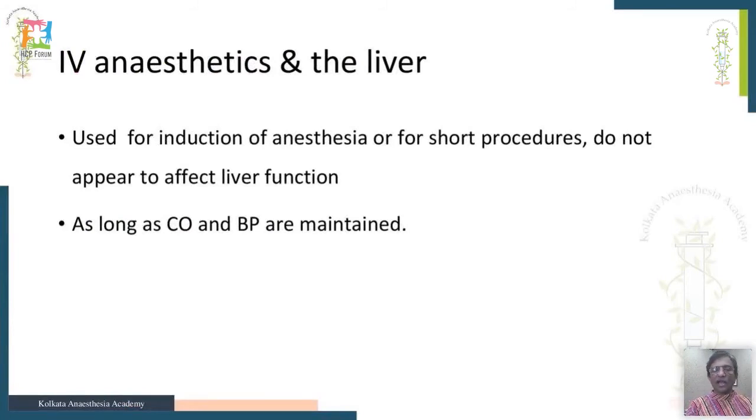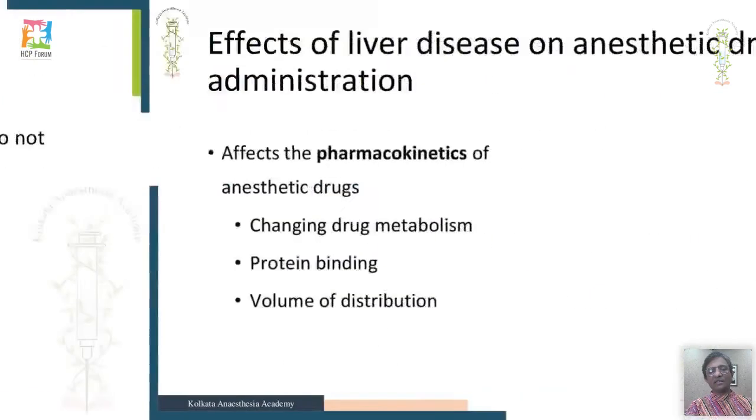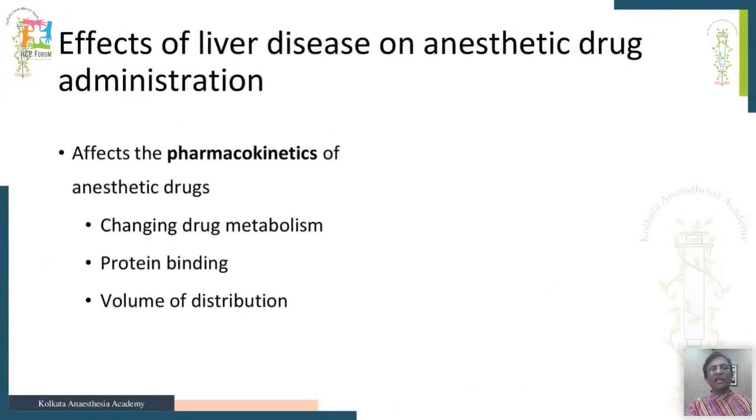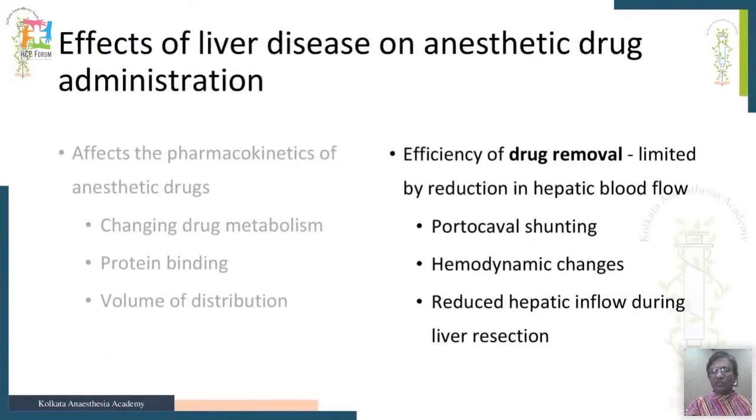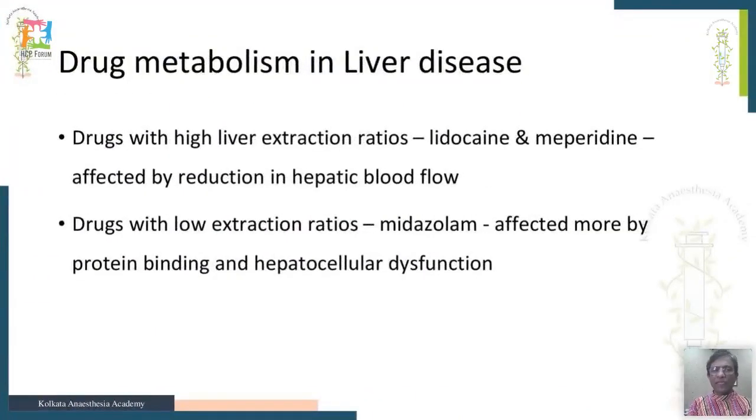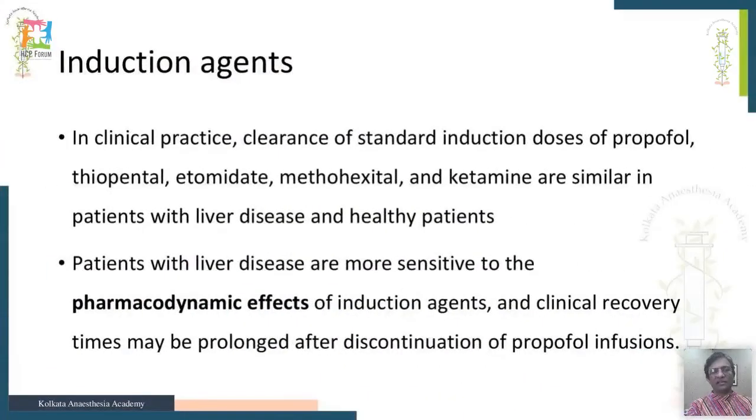IV anesthetics, as long as the cardiac output and blood pressures are managed, I think you don't need to be worrying. What does the liver disease do to the drugs? Pharmacokinetics: it can cause changes in protein binding, and more importantly in volume of distribution. Drug removal can be a concern because of the portocaval shunting, the hemodynamic changes, and the reduced hepatic inflow. With high extraction ratio drugs like lignocaine and meperidine, they are affected more by the reduction in hepatic blood flow. With low extraction ratios, it is more about the dysfunction that causes the changes.